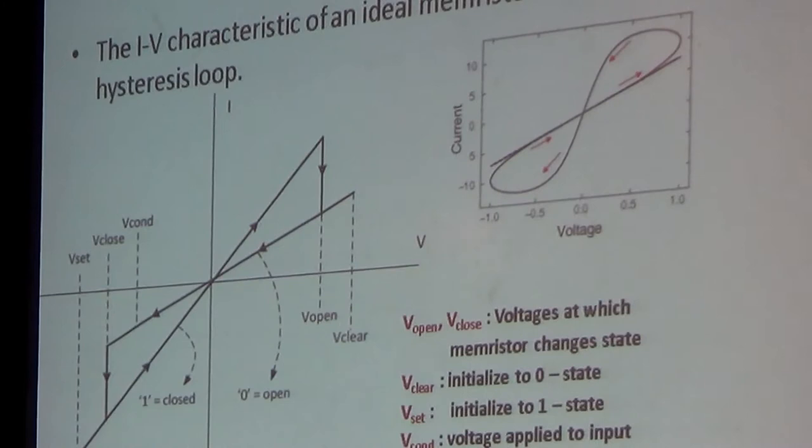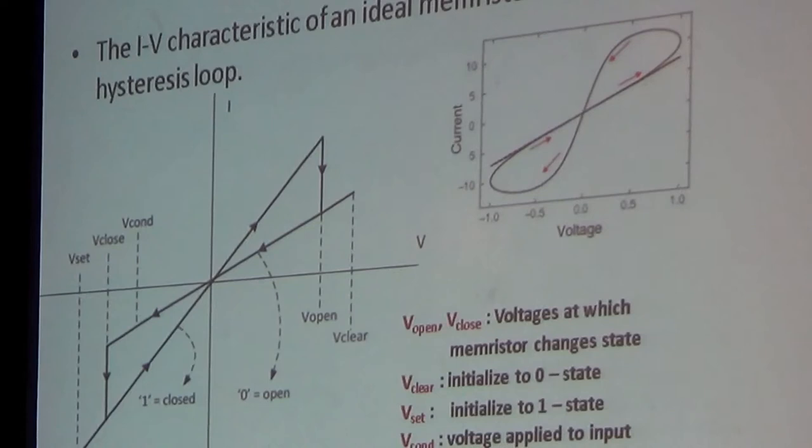So what you see is that this curve has two distinct slopes. One, the less slanting one, corresponds to high resistance, and the other one corresponds to low resistance. So just by applying a suitable voltage, I can switch the device from low resistance to high resistance and vice versa. Let's say some voltage which is beyond this point, let's call it V clear. V clear can be used to switch it from on to off, and V set can be used to switch it from off to on. And let V cond be some intermediate voltage which is not sufficient to switch. This is the characteristic curve of a memristor device.